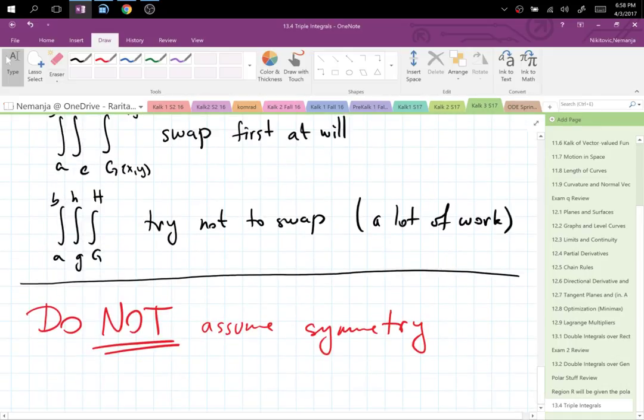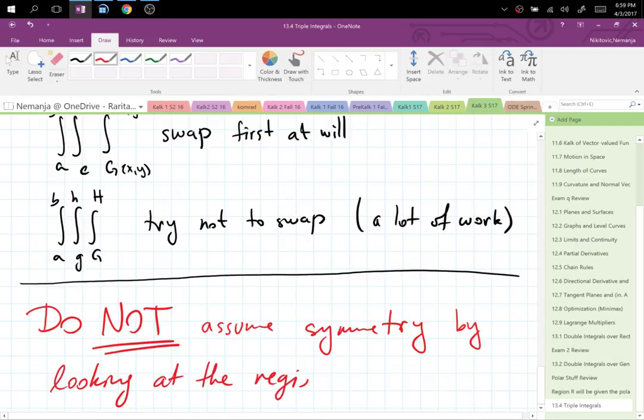So I just say do not assume symmetry. If you are good with it, sure, go ahead. But do not assume symmetry by looking at the region R. I'll put base. Because if the base is symmetric and you assume symmetry, the top, the function, the actual shape might not be symmetric. And that will ruin your problem immediately. Don't do that.